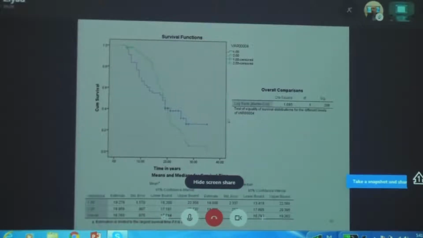Now, the log-rank test cannot capture that. So it's looking overall, are these two curves similar or not similar? And you can see that the p-value for this is about 0.3, which says the two survival distributions here are very similar to each other.